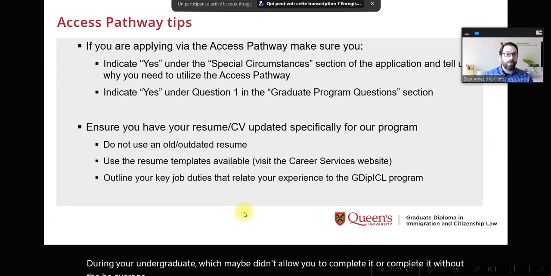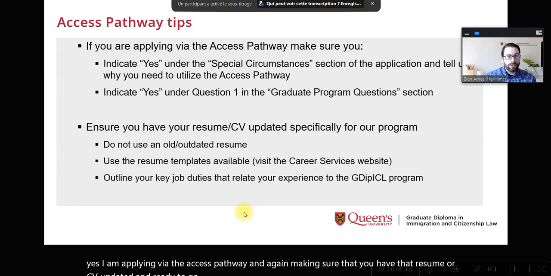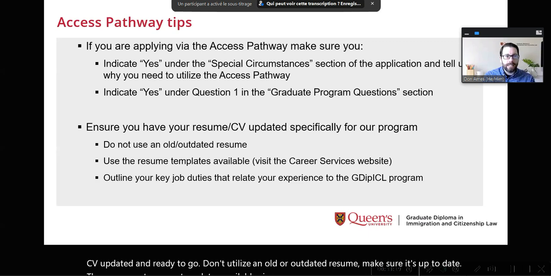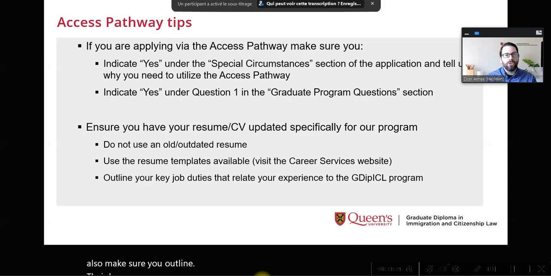Also in question 1, under graduate program questions, you have to indicate, yes, I am applying via the access pathway. And again, making sure that you have that resume or CV updated and ready to go. Don't utilize an old or outdated resume. Make sure it's up to date. There are great resume templates available via our career services website here at Queens. And also make sure you outline your key job duties that relate to the GDIP ICL program. All resumes are submitted via email. It's not done via the application. You email it directly to us at immigrationdiploma@queensu.ca.